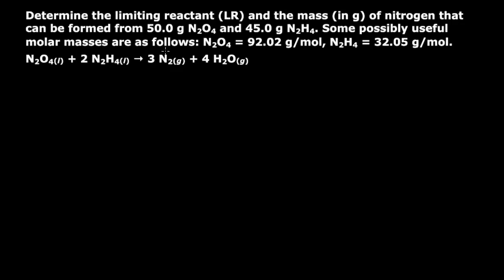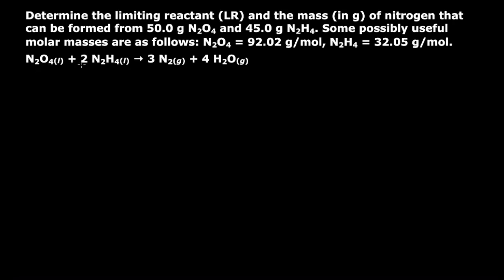Now, in this question, we want to determine the limiting reactant and the mass in grams of the nitrogen that can be formed from 50 grams of N2O4 and 45 grams of N2H4. And the way we know this is going to be a limiting reactant problem, even if they didn't tell us, is because we have two different chemicals right here that are going to be reactants.